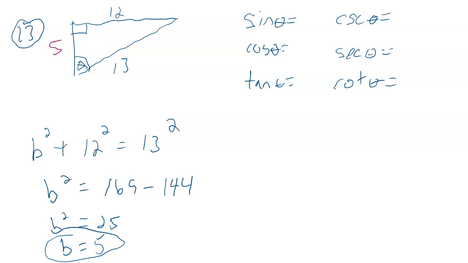Sine is opposite over hypotenuse, so 12 over 13, the side opposite this angle. Cosine is adjacent over hypotenuse, so 5 over 13. Tangent is opposite over adjacent, so 12/5. Double checking my answers, looks good. Cosecant is the reciprocal of sine, so 13/12. Secant is the reciprocal of cosine, so 13/5. And finally cotangent is the reciprocal of tangent, so 5/12.